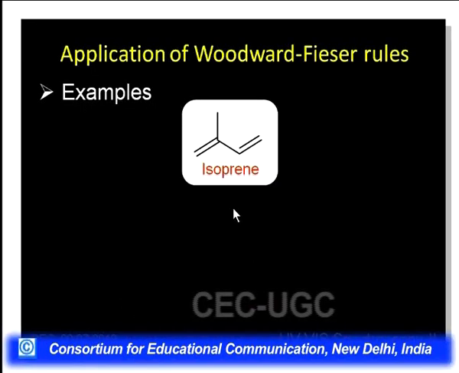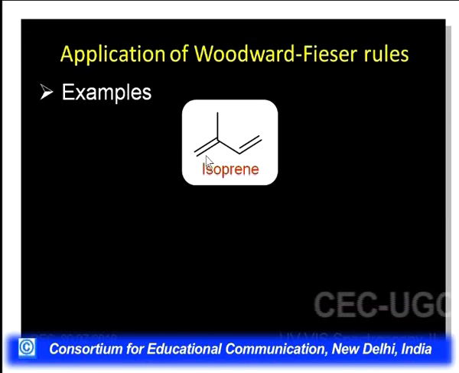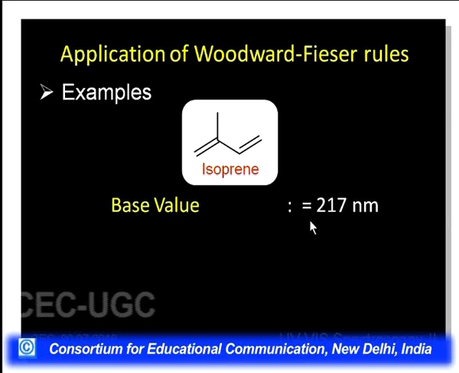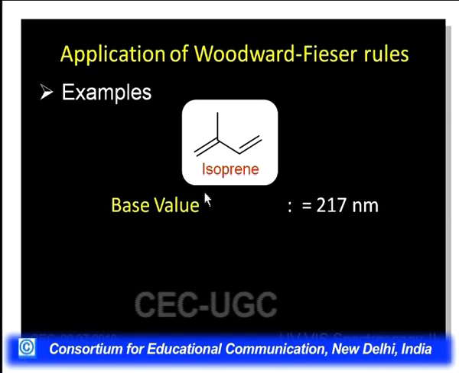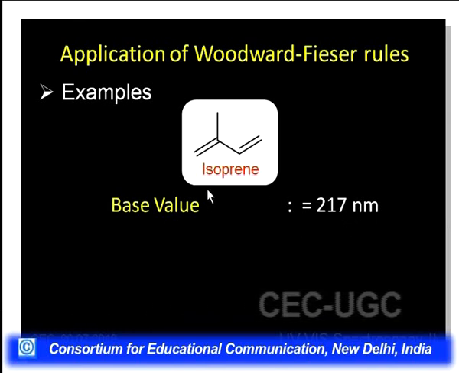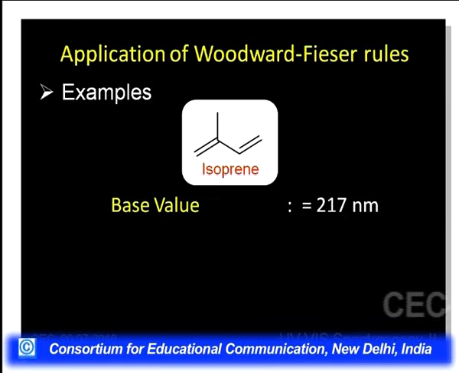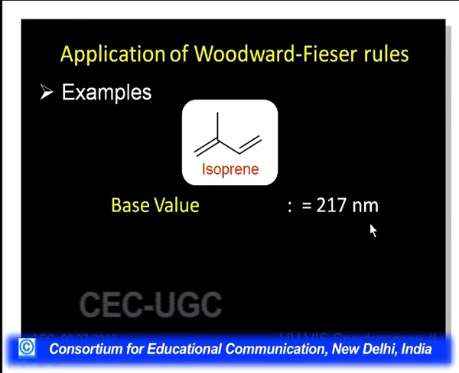Let's try to apply these Woodward-Fieser rules. The first example I'm taking here is simple isoprene. In case of isoprene, what do we have? If you look at it here, this is the basic chromophore we have. So the base value will be 270 nanometers. That's what we saw there. That is for acyclic butadiene or a conjugated double bond over there. We have got a base value of 217 there.